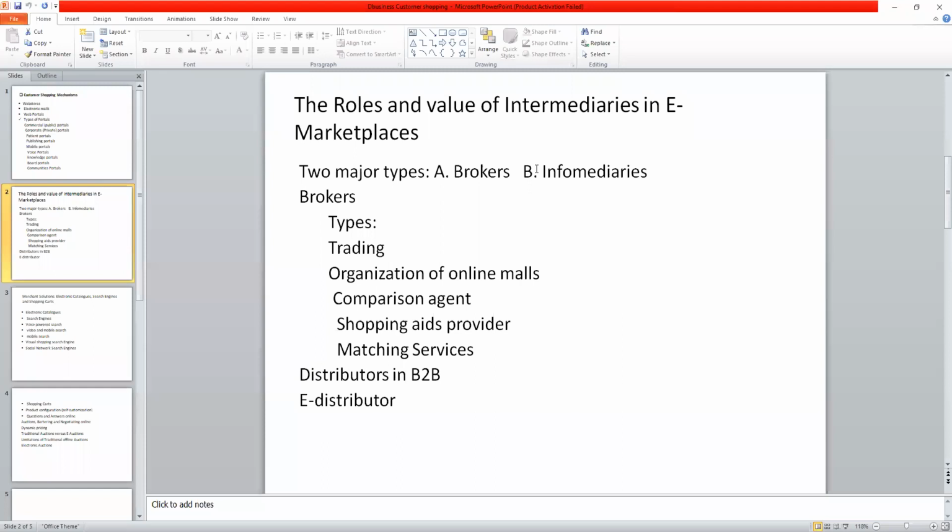There are also comparison agents, a company that helps consumers compare prices, encourages users' comments and provides customer services at different stores. Here, if we see Policy Bazaar, many comparisons could be done as far as insurance services are concerned. Shopping aids providers are there, a company that helps online shopping by providing payments, shipping, and security for global shoppers.